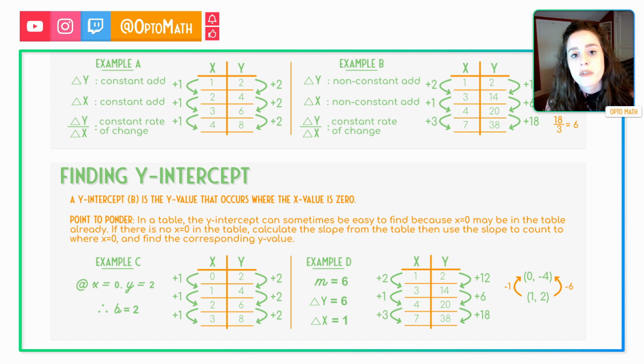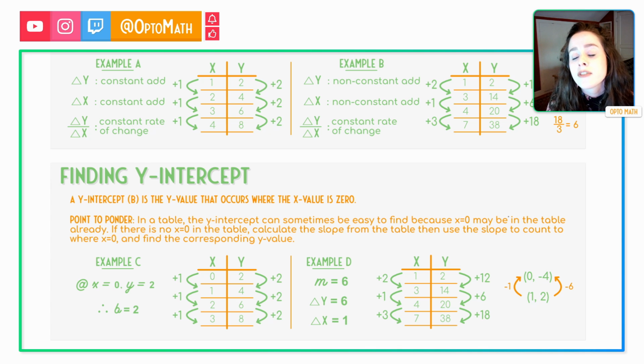For slope-intercept form of a line, we need to find the slope and the y-intercept. So here's how we're going to find the y-intercept given a linear table. First of all, a y-intercept, which is b in slope-intercept form, is the y value that occurs where the x value is 0. Here's our point to ponder. In a table, the y-intercept can sometimes be easily found because your x value of 0 is already in the table. And there you would just have to look at whatever y value goes with that x value of 0 and you're done finding the y-intercept.